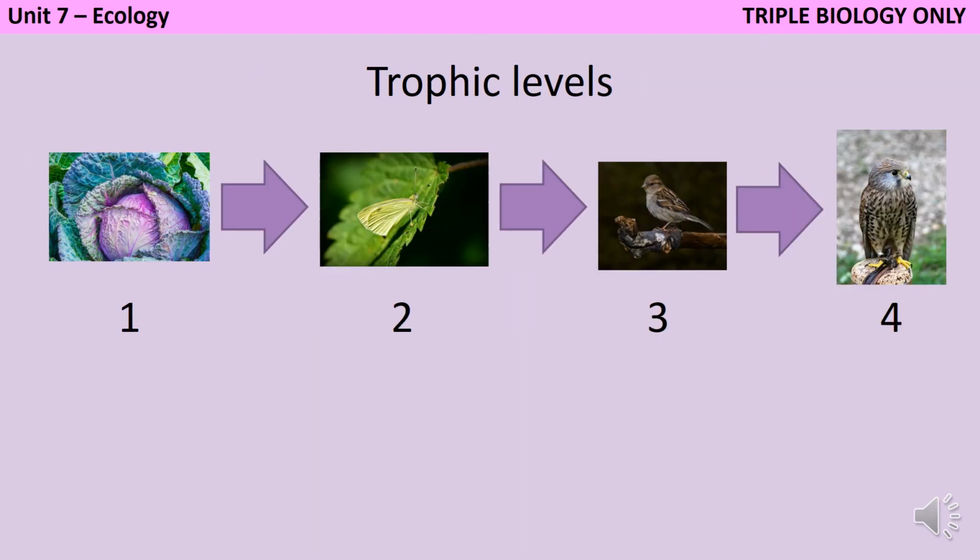Sometimes it can get a little bit confusing talking about primary consumers and secondary consumers, and it's easier to just talk in terms of numbered levels. We call these trophic levels because trophic is anything to do with eating. So our producer is trophic level number 1, our primary consumer is trophic level number 2, our sparrow is trophic level number 3, and our kestrel is trophic level number 4.